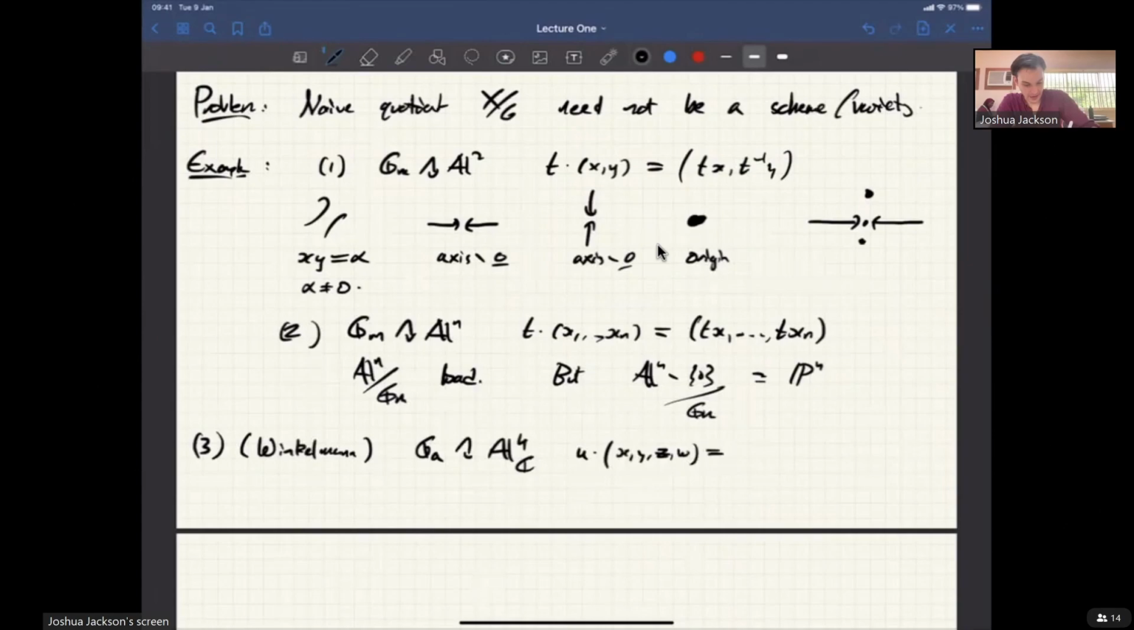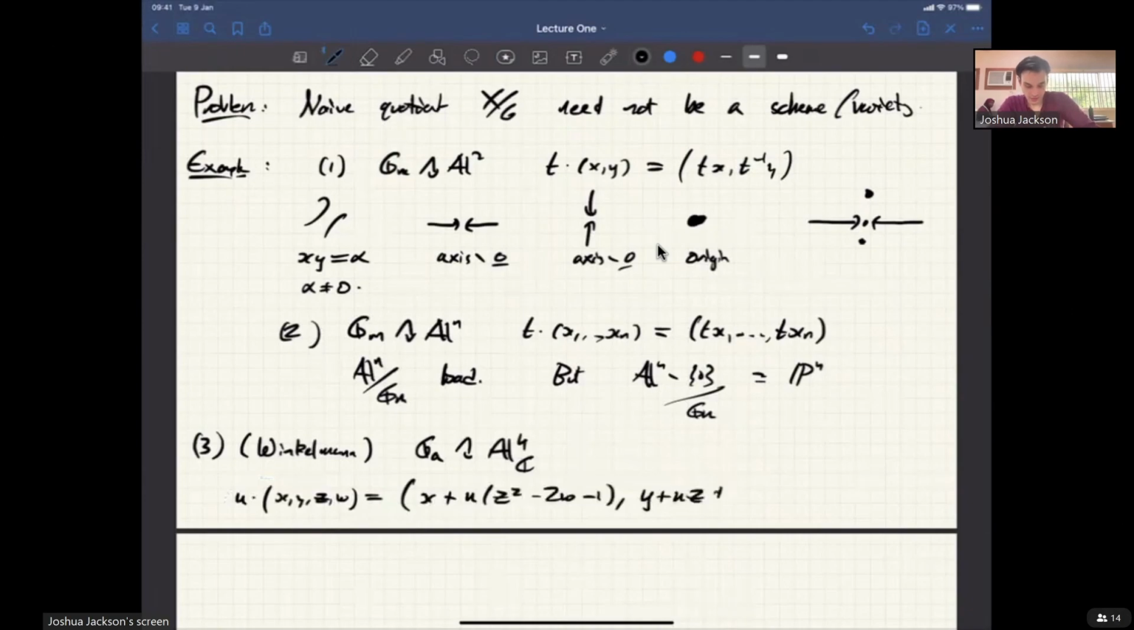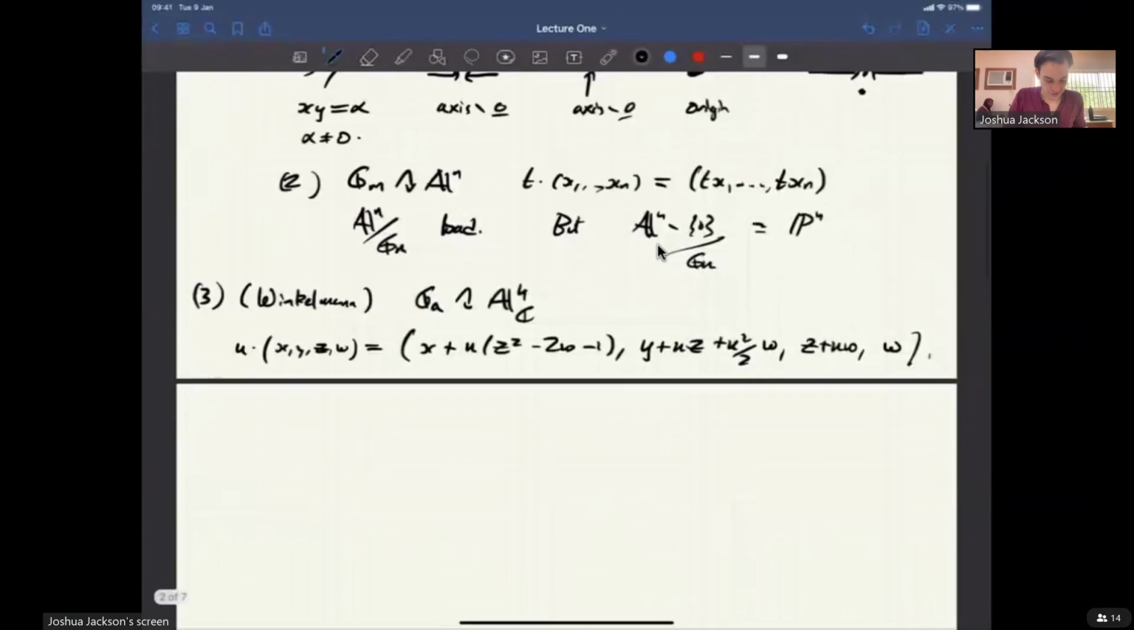So this is, let me move this here so I have more space to say. So this is x plus u times z squared minus 2w minus 1, y plus uz plus u squared over 2 w, and then z goes to z plus uw, and w is fixed. So perhaps that's not very enlightening, but anyway, just for the sake of completeness, I've told you what it is.